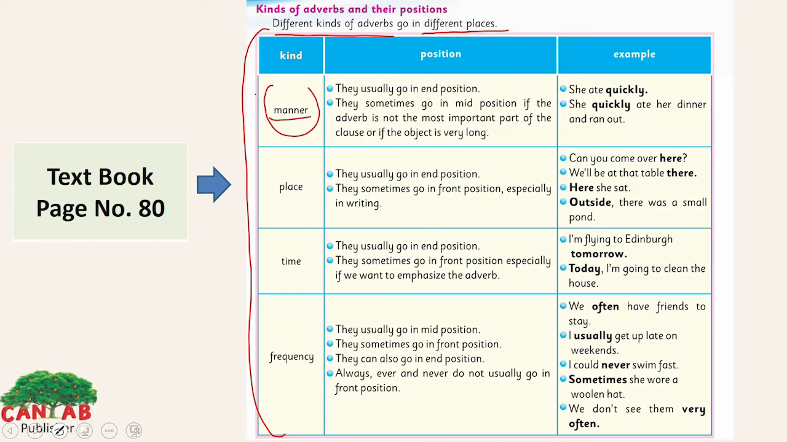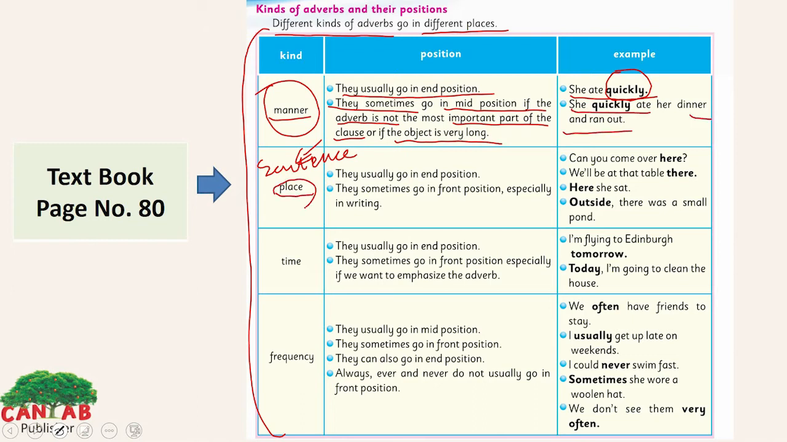Manner, adverb of manner. They usually go in end position, as I told you. She ate quickly. Quickly is adverb of manner, and here we can see it is in the end. They sometimes go in mid position if the adverb is not the most important part of the clause or if the object is very long. अगर object क्या हो, long हो और adverb क्या हो, part of the clause. Now clause means sentence. Like this one, she quickly ate her dinner and ran out.